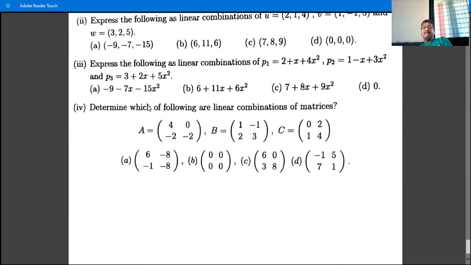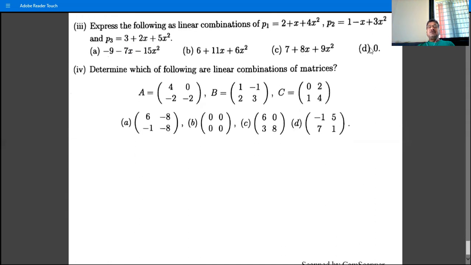Same problem. If you observe this problem, P1, P2, P3 are given, and we have to express this polynomial as a linear combination of P1, P2, P3. So what is your first sentence? Let K1, K2, K3 be scalars such that, suppose this polynomial is Q, then we say Q is equal to K1P1 plus K2P2 plus K3P3. So solve all these examples.